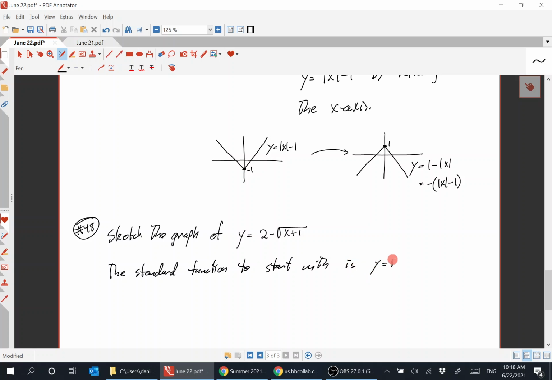Is y equals root x. So y equals square root x. It's like a parabola, but only half of it, because you're only using positive arguments underneath, and the answer is always positive. Okay, so y equals square root x.